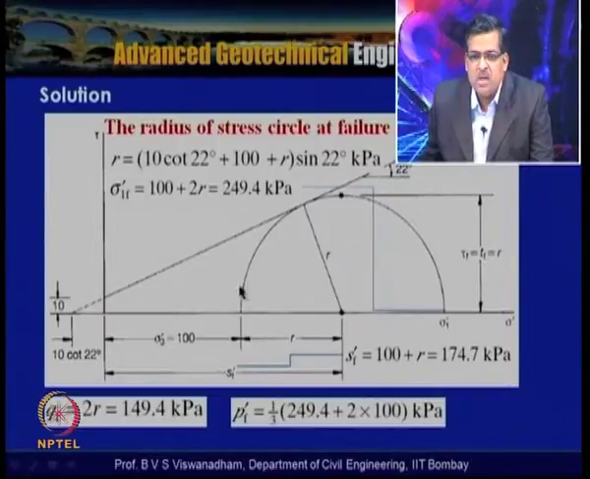The radius of the circle, if you take this triangle, is nothing but 10 cot 22 plus 100, times sin 22.